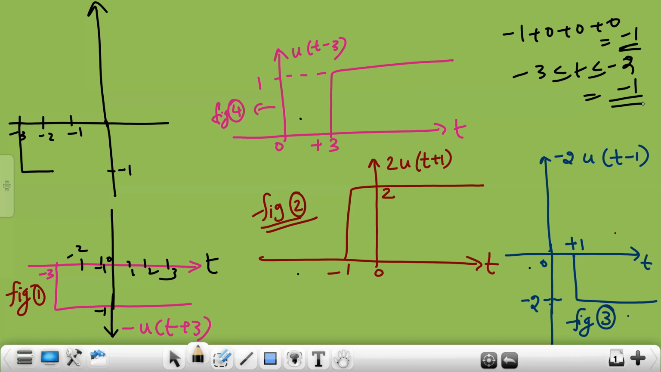Now we will focus the next time slot, -2 to -1. Again, when we go for -2 to -1, only figure number 1 has the signal. Again, that is -1. -1 plus 0 plus 0 plus 0. Do you find any sort of signals over the other 3 graphs during this time interval? No. So the only answer is -1. So this graph will extend till -1.